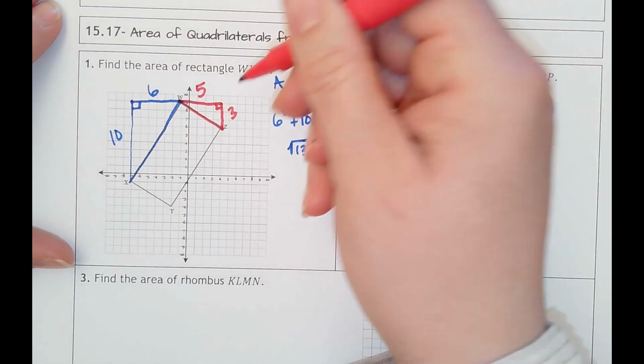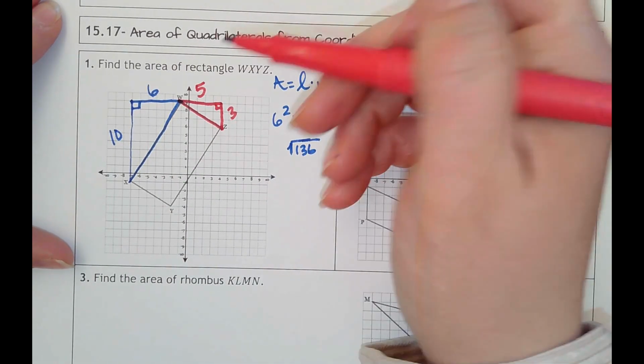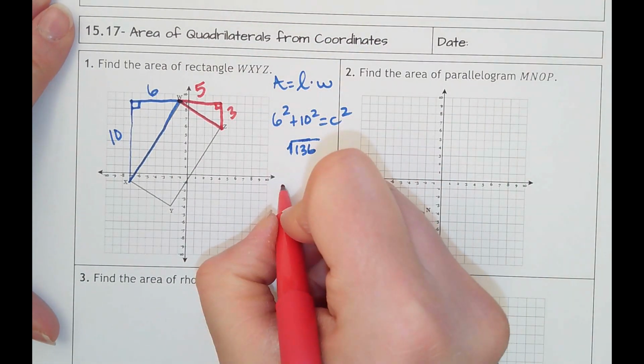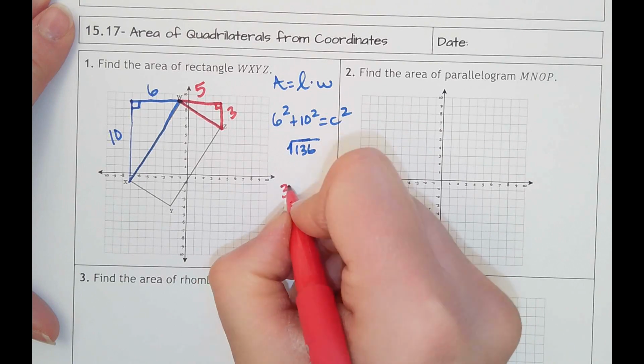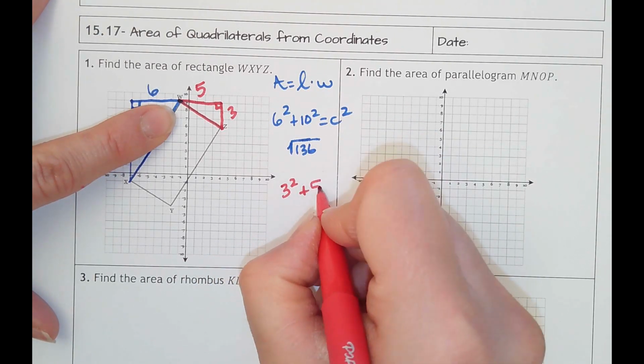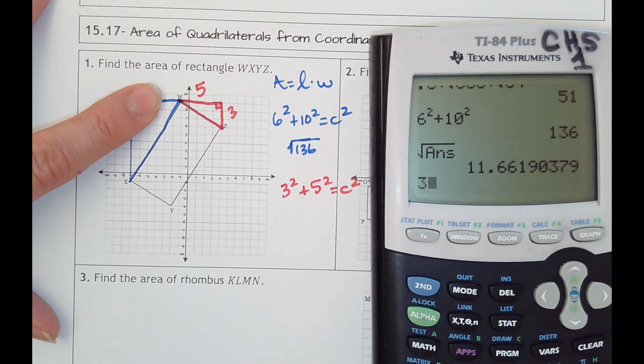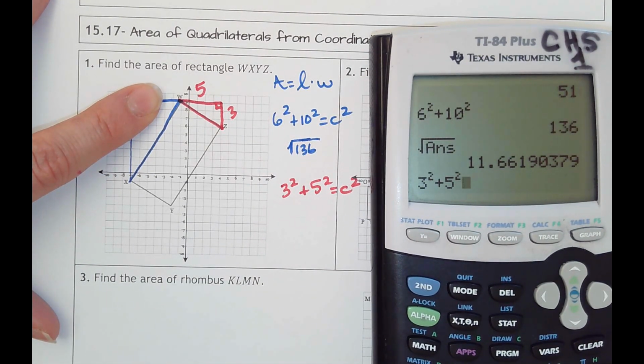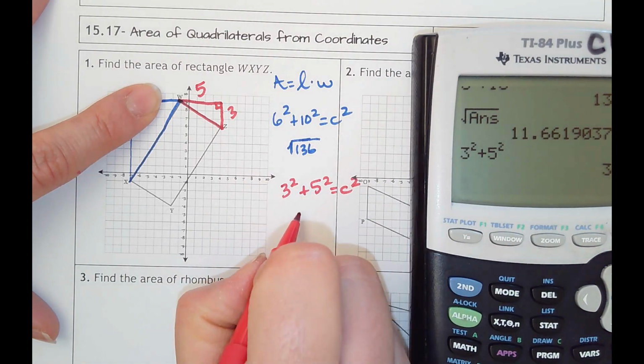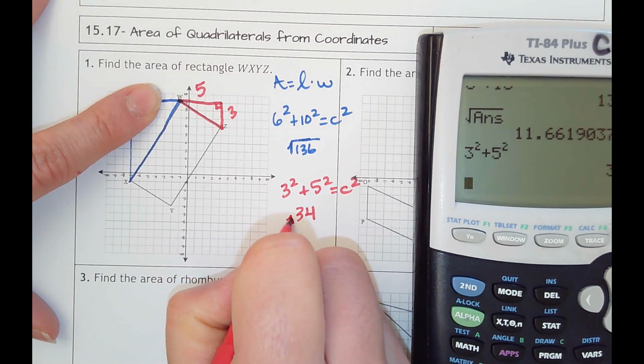So you could do your negatives, but you don't even need to. We just need the measurements of the legs, so the negatives don't matter. We'll have 3 squared plus 5 squared equals c squared. It'd be 34. So we'll get a square root of 34.